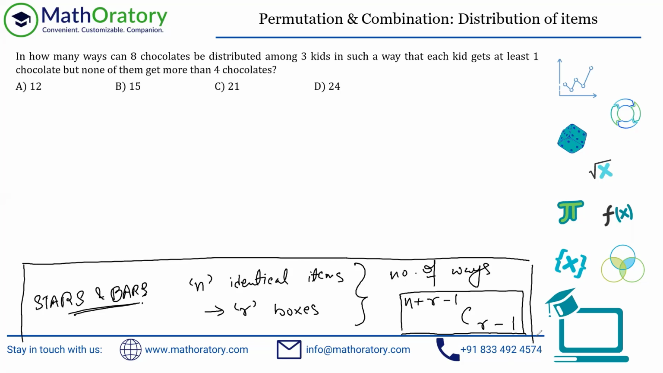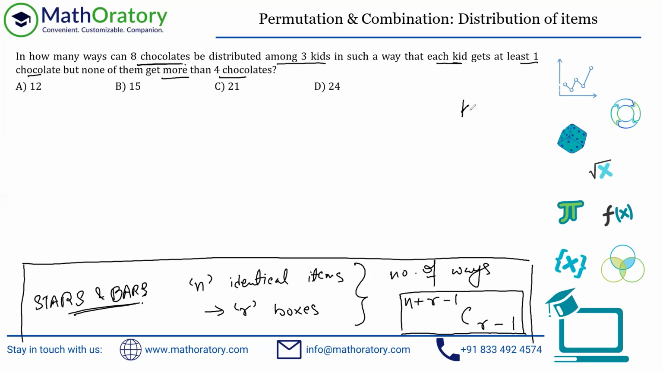Because if you look at the question, it says in how many ways can 8 chocolates. So whenever it says 8 chocolates, unless it has been mentioned different types of chocolates, you assume that all the chocolates are identical any which way. So items of the same type are always identical to each other unless explicitly mentioned. So there are these 8 chocolates which have to be distributed among 3 kids in such a way that each kid gets at least 1 chocolate, but none of them get more than 4 chocolates. So these are the 2 constraints that we have.